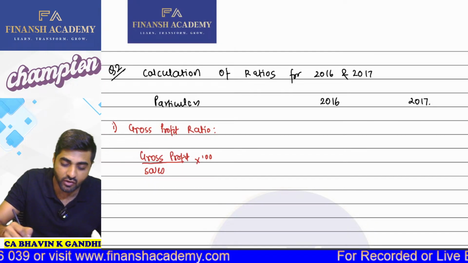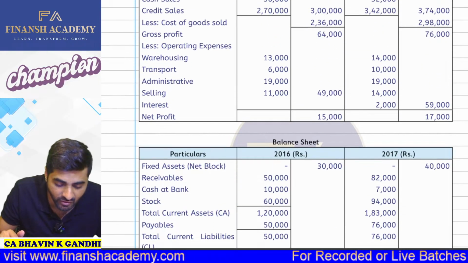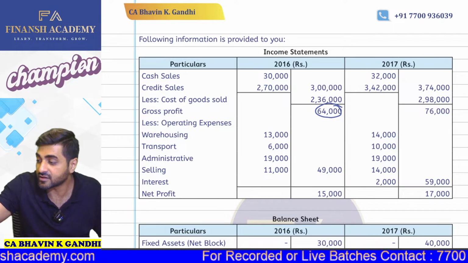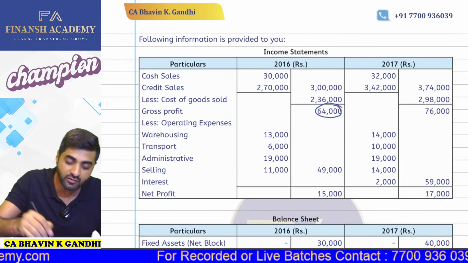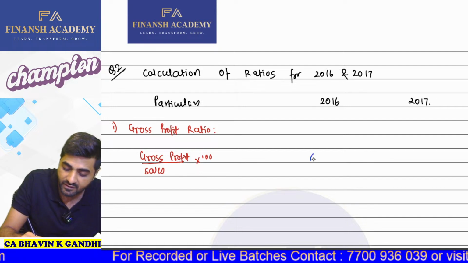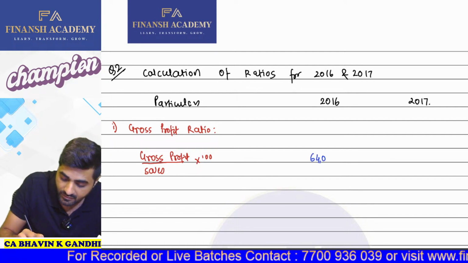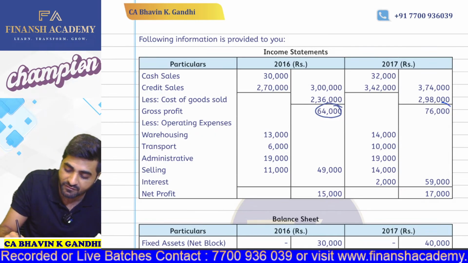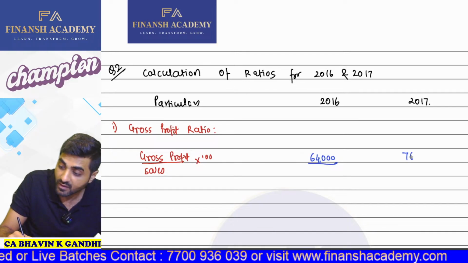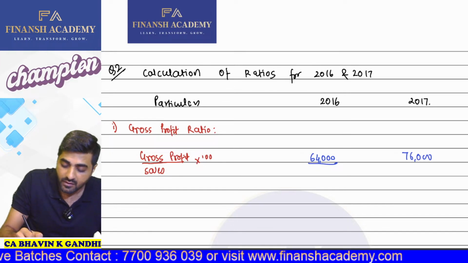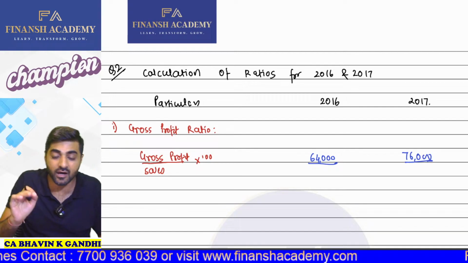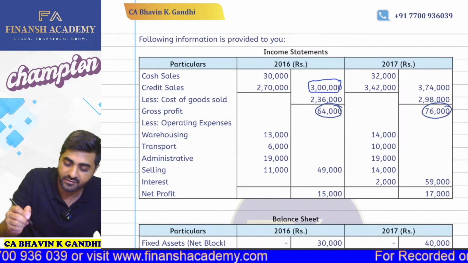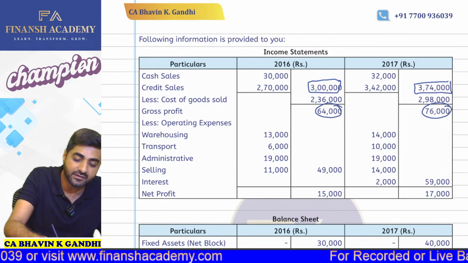So guys, do you have the amount of the gross profit? Come on, yes or no? Yes, sir, we have the amount of the gross profit. So the gross profit for the year 2016 is nothing but 64,000. Okay. For the year 2017, we have a gross profit of 76,000. And what is going to be the amount of the sales? So you have the sales, which is nothing but 3 lakh rupees here and 3,74,000 here.